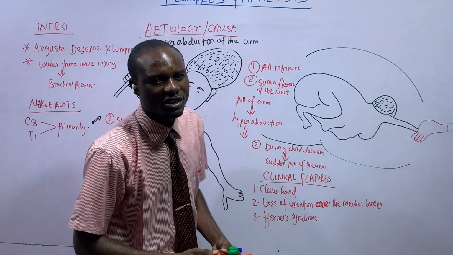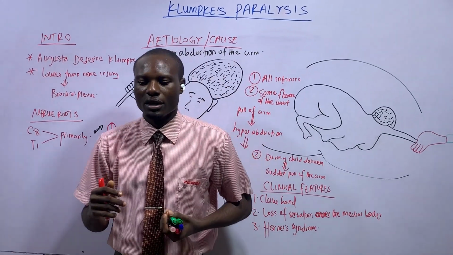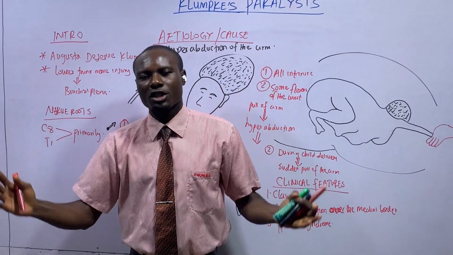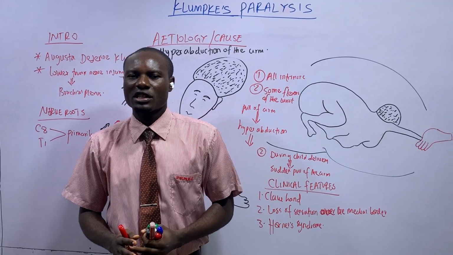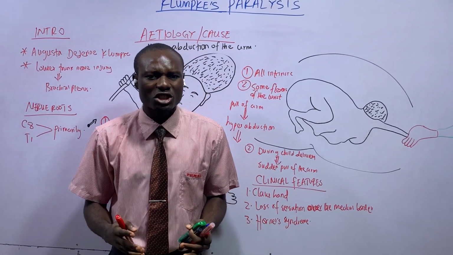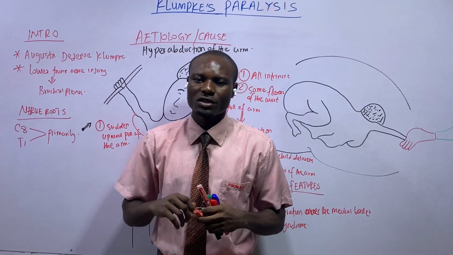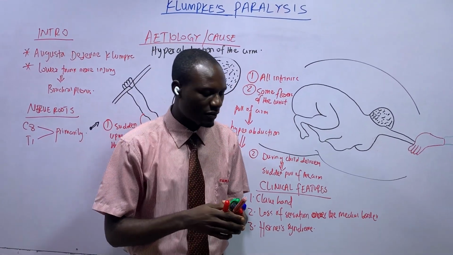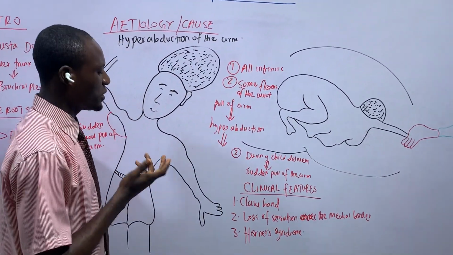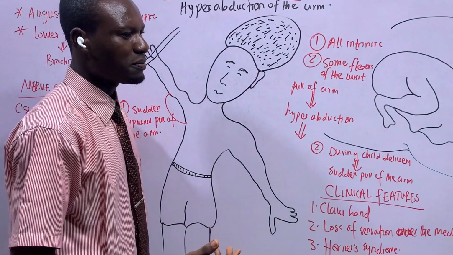So, what is Horner syndrome? Horner syndrome is a constellation of symptoms that was first described by a Swiss ophthalmologist, known as Friedrich Horner. So Friedrich Horner, a Swiss ophthalmologist, described this syndrome.